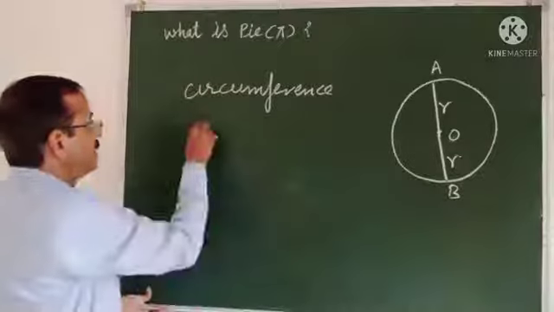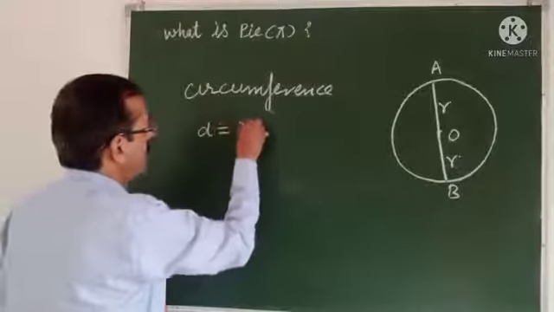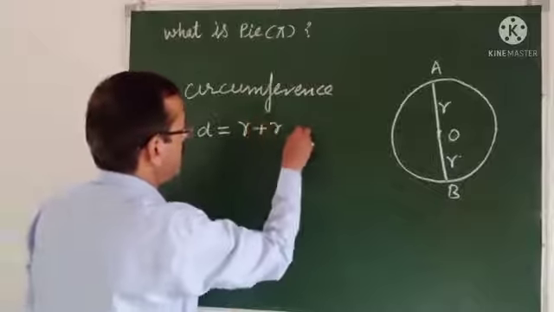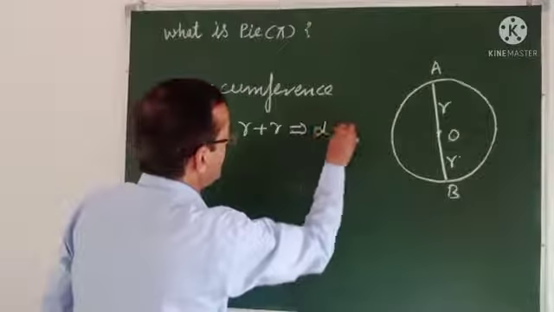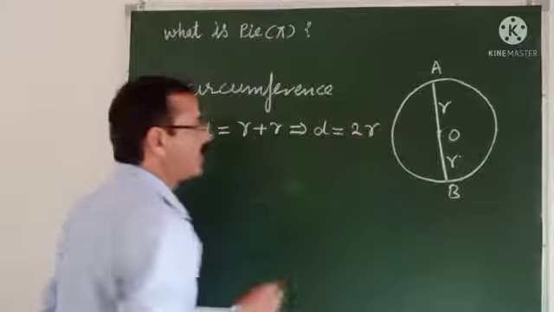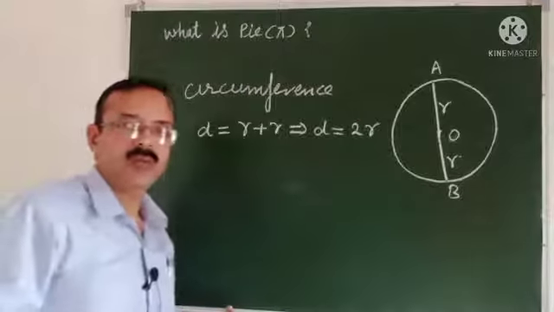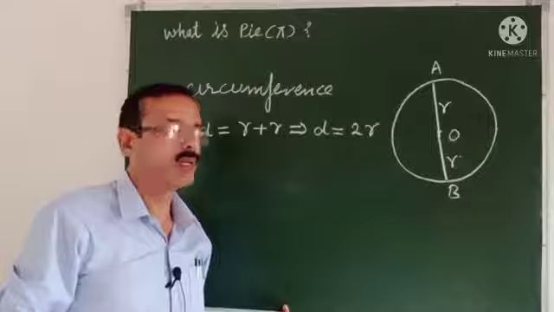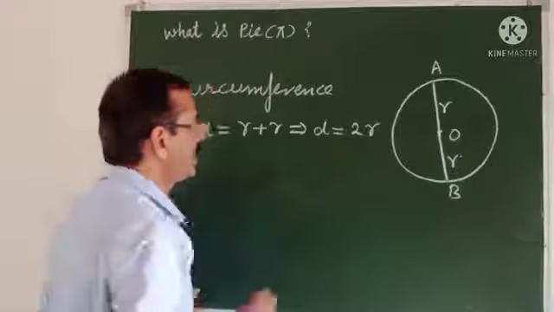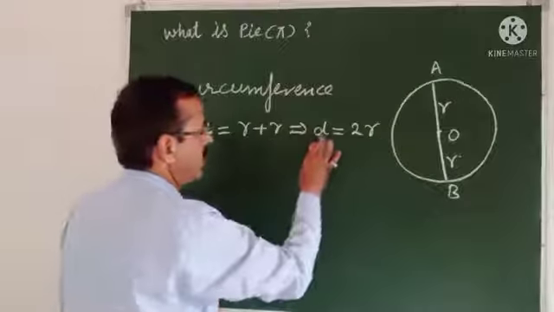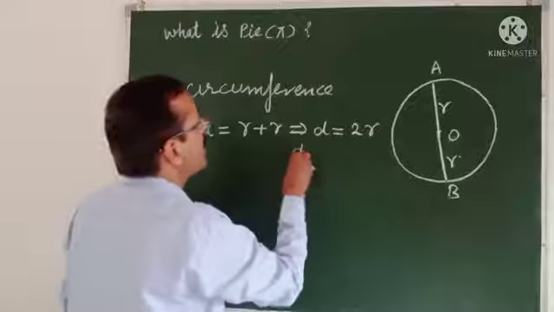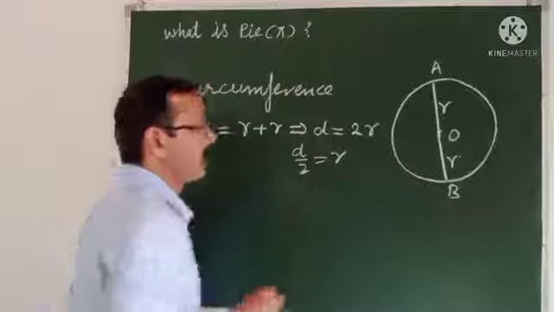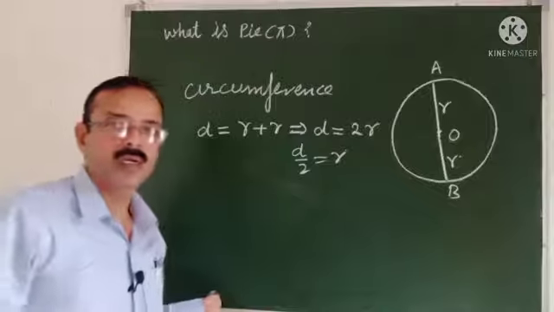Diameter D is equal to R plus R. So we can say the diameter is equal to 2 times the radius. So if the radius is given we can find the diameter, or if the diameter is given we can find the radius. We can write D upon 2 is equal to the radius. Radius is half of the diameter.